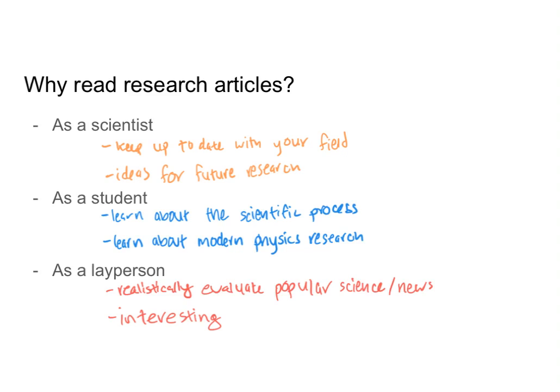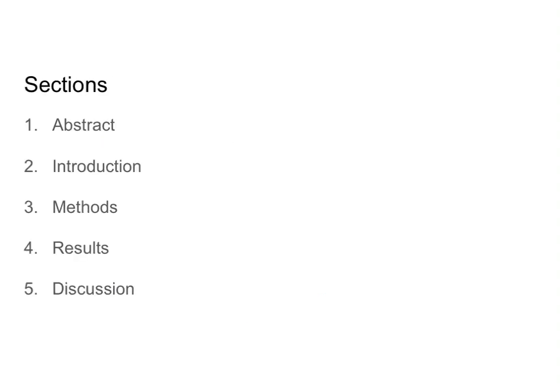So here are three different viewpoints for why reading research articles is important. Let's talk about how we actually can break them down and get information out of them. I'm going to start by talking about the sections of a research article, because it's important to know what to expect in each section. So let's start with the abstract. The abstract is really a summary of the entire article.